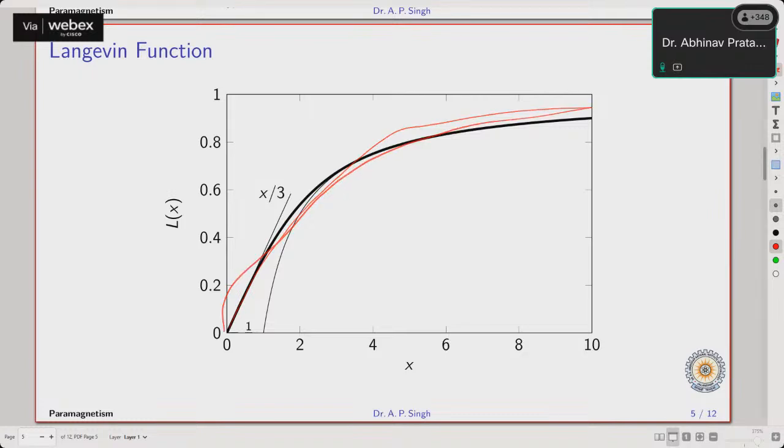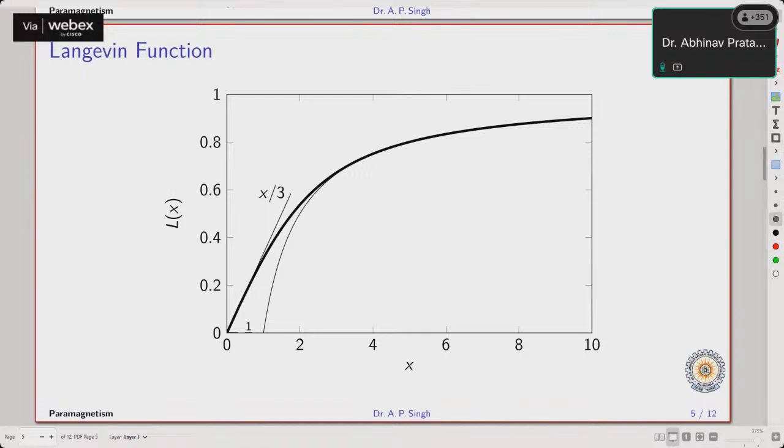You can see that I've plotted the Langevin function as a function of x. That means as the order is increasing. How can you increase the order? You can increase the order either by increasing the magnetic field or by decreasing the temperature. That is how you can increase the value of x, and you can see that as the value of x is increasing, this value is increasing, and its saturation value, its maximum value, will be 1.